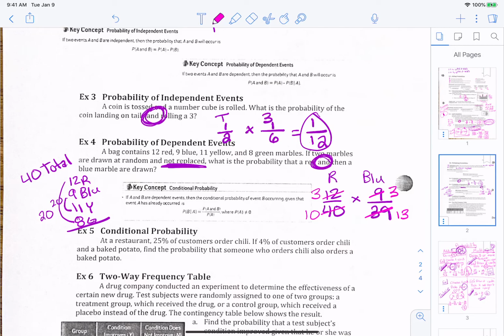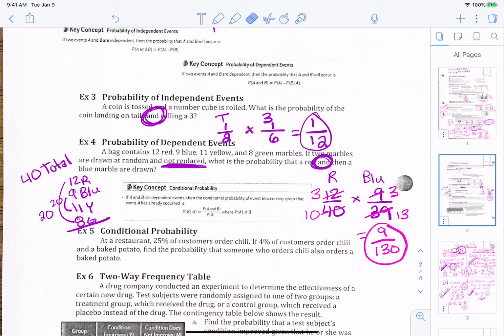Did you do that in your head? Good for you. Anything else that will reduce? I don't think so. So I multiply straight across. 3 times 3 is 9. 10 times 13 is 130. 9 over 130. That's the chances of that happening.